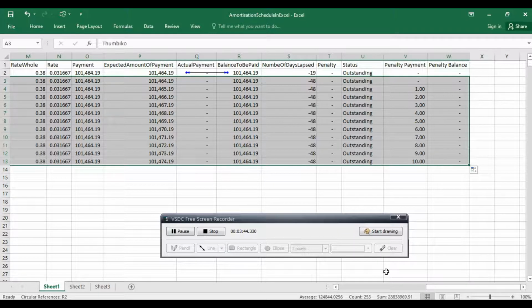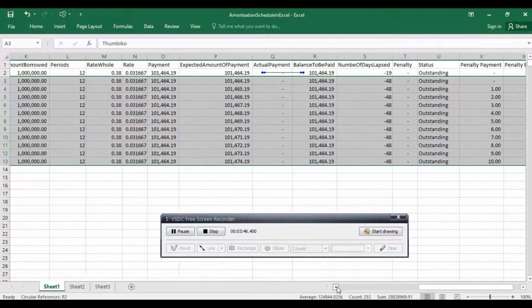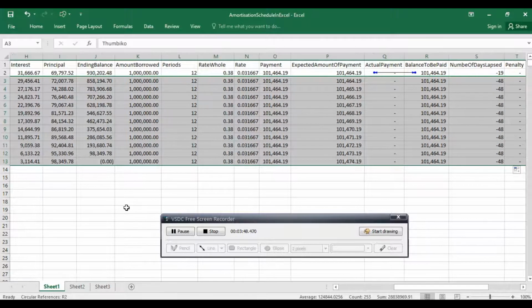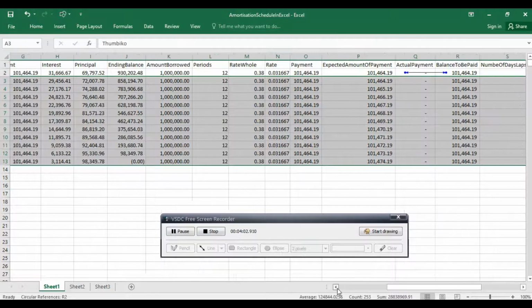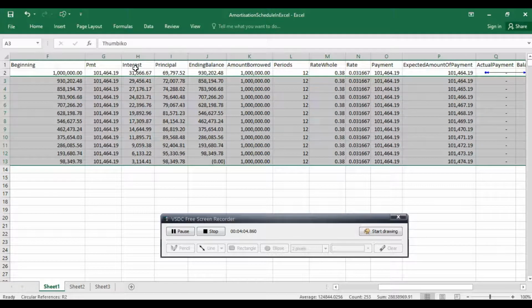And let us see how that has been amortized. You can see that the ending balance now is 0. It's at this point that we stop, when the loan has been fully paid, both the principal and the interest. You can see that the interest plus the principal gives us the amount which has to be paid by the customer.